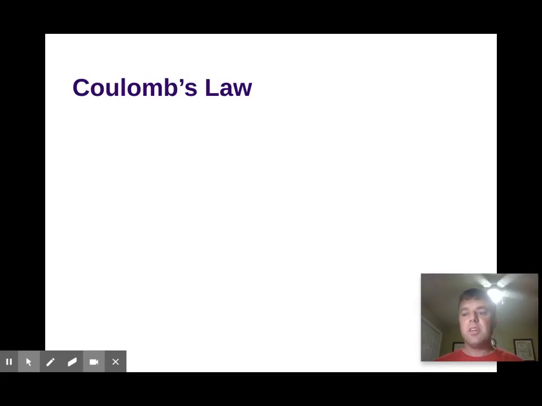So we're going to start things off talking about Coulomb's law, which is kind of a physics concept. What it says is that the force between two objects equals a constant times the charge of the first object times the charge of the second object divided by the distance between them squared. In other words, if the charge increases, the force of attraction or repulsion increases, and as the distance between two objects increases, the force of attraction or repulsion decreases exponentially.